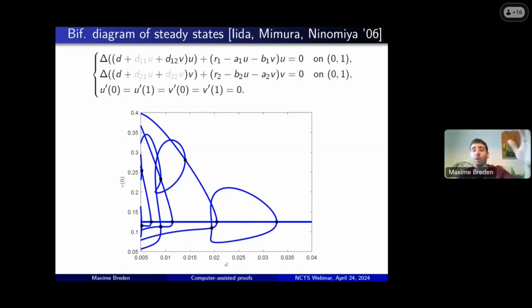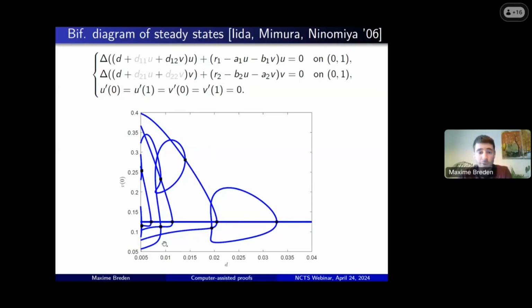And of course, a steady state is now a function. It's a u and v, so two functions. And I want to do a diagram, so I have to project these two functions. And here the projection is just I plot the value of v at 0. But of course, you could take the norm of the solution and you get a slightly different but similar looking diagram. And this is a numerical bifurcation diagram? Yes. That was first obtained in this paper by Ida, Mimura, and Ninomiya in 2006. Many people reproduced this later, especially me, because I wanted to prove it, but at first it was numerical.